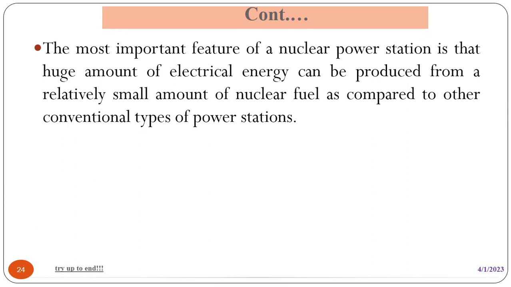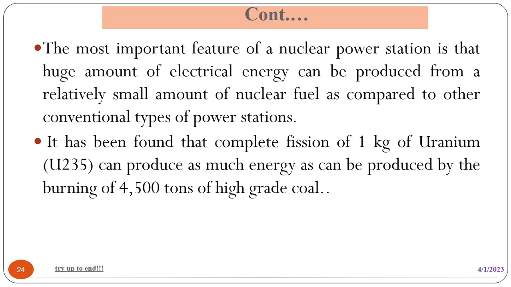The most important feature of a nuclear power station is that a huge amount of electrical energy can be produced from a relatively small amount of nuclear fuel as compared to a conventional type of power station. It has been found that complete fission of 1 kg of uranium can produce as much energy as can be produced by the burning of 4,500 tons of high-grade coal. Look at the comparison.